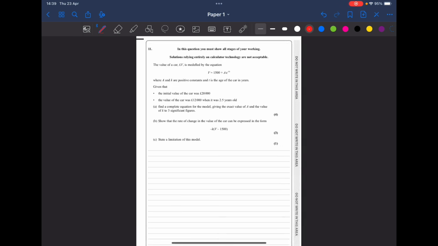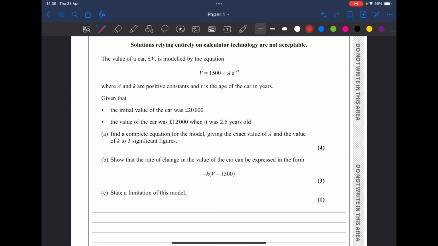Yeah, number 11 then. The value of a car is multiplied by this equation. Given that the initial value of the car was 20k and the value of the car was 12 grand when it was 2.5 years old, find the complete equation for the model. When you see a model like this, it's pretty much always what you're doing. So let's plug the values in.